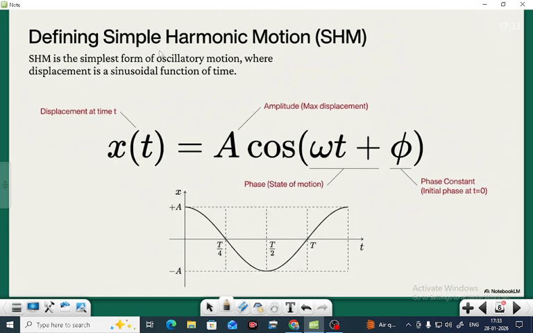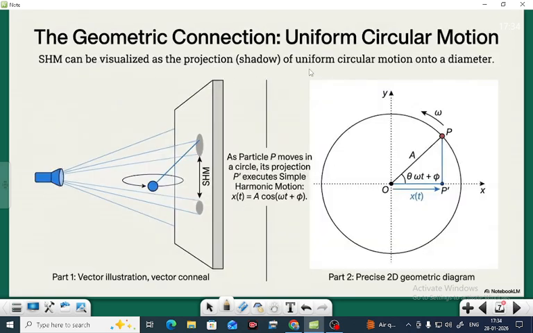Defining simple harmonic motion or SHM. SHM is the simplest form of oscillatory motion where displacement is a sinusoidal function of time. x(t) is equal to A cos(omega t plus phi). This is displacement at time t, A is amplitude, the maximum displacement, omega t plus phi is phase, the state of motion, and phi is the phase constant, the initial phase at t equal to 0. So in this way you can represent this, with steps at T by 4, T by 2, and T, and this is the function of simple harmonic motion, right?